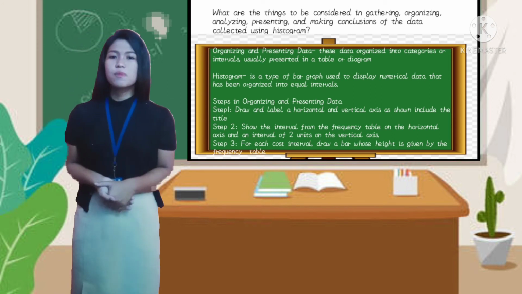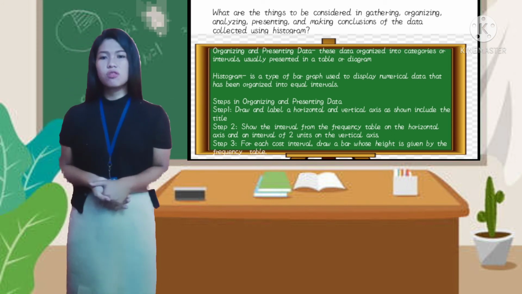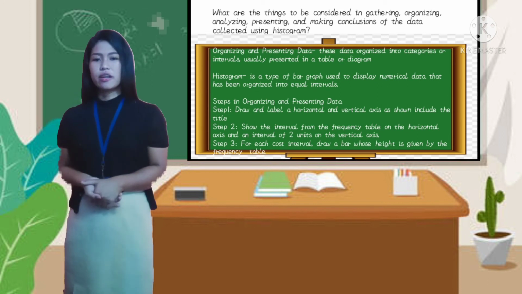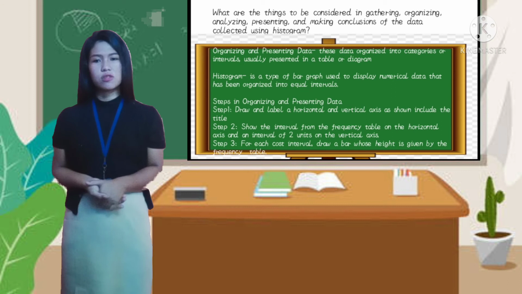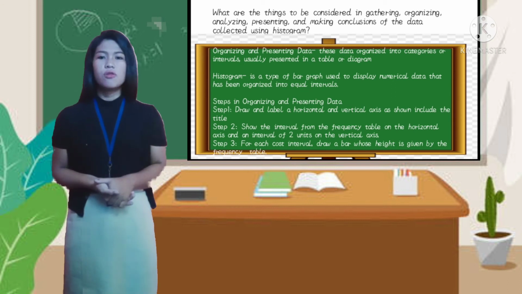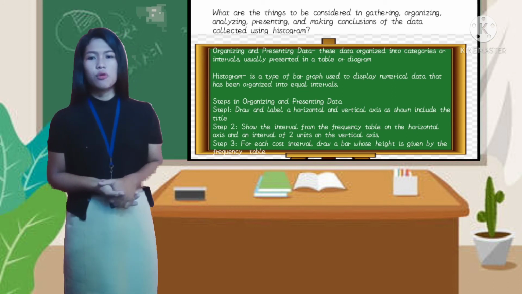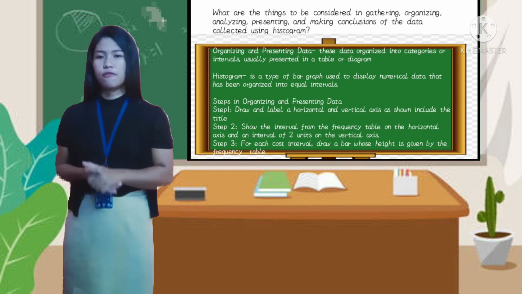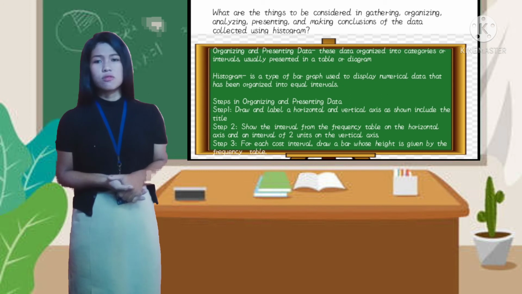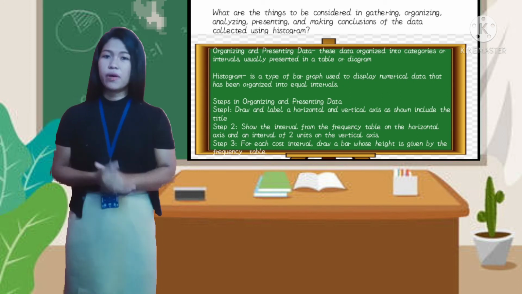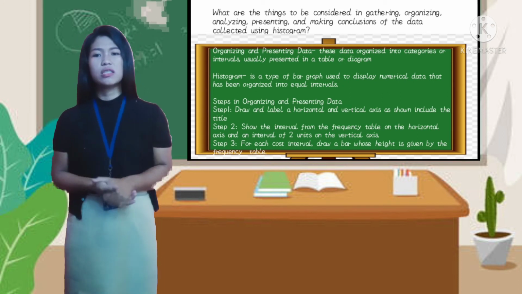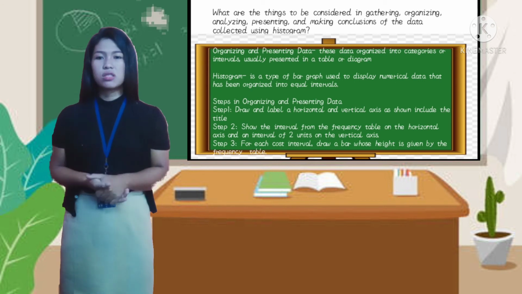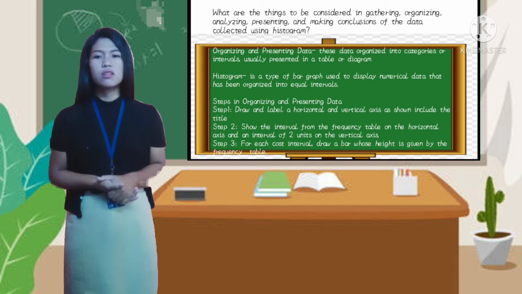Organizing and presenting data are organized into categories or intervals, usually presented in a table or diagram. Grouped data refers to tables, diagrams, or other presentations of data where values or sets of values are grouped together into categories or intervals. So what is a histogram? A histogram is a type of bar graph used to display numerical data that has been organized into equal intervals. The bars should touch the adjacent bars but not overlap.